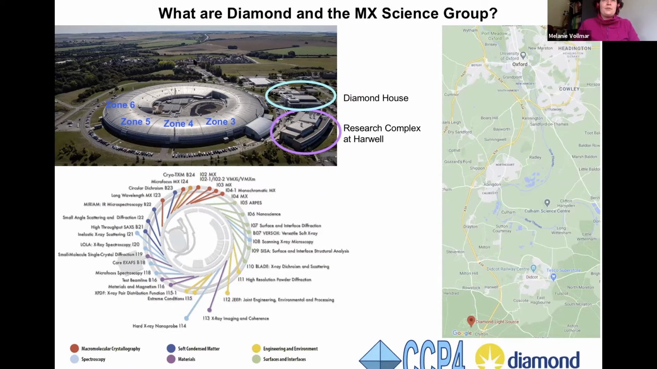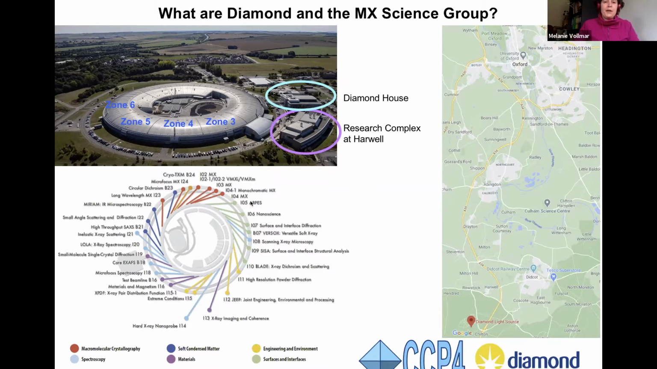The synchrotron building itself is made up of a ring. That's the accelerator. And you've got Diamond House here, where all of the admin stuff is and the thinking goes on. And you've got the research complex, which is a facility where we have some labs and we make use of some of the lab space.